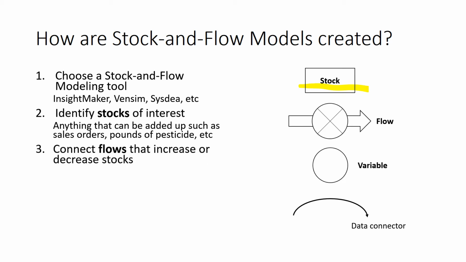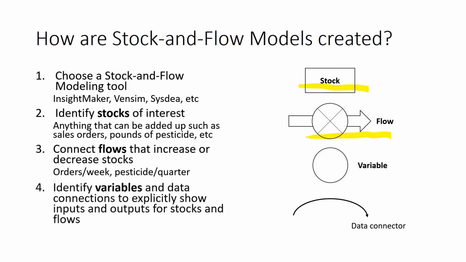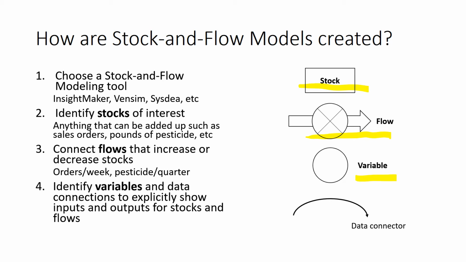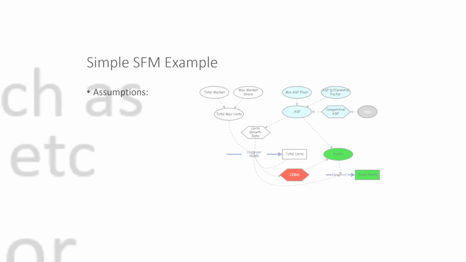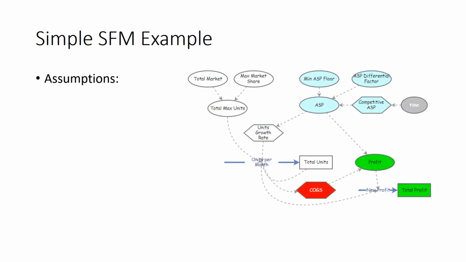You then connect to the stocks flows that increase or decrease the stocks. Those are orders per week, pesticides per quarter, and the like, and that's the second symbol. You can also identify variables and data connections to explicitly show inputs and outputs for stocks and flows in the model. Here's a very simple stock flow model example. It's for a little business that's going to be introducing a new product, and they're contemplating how the pricing will affect the volume relative to their competition.